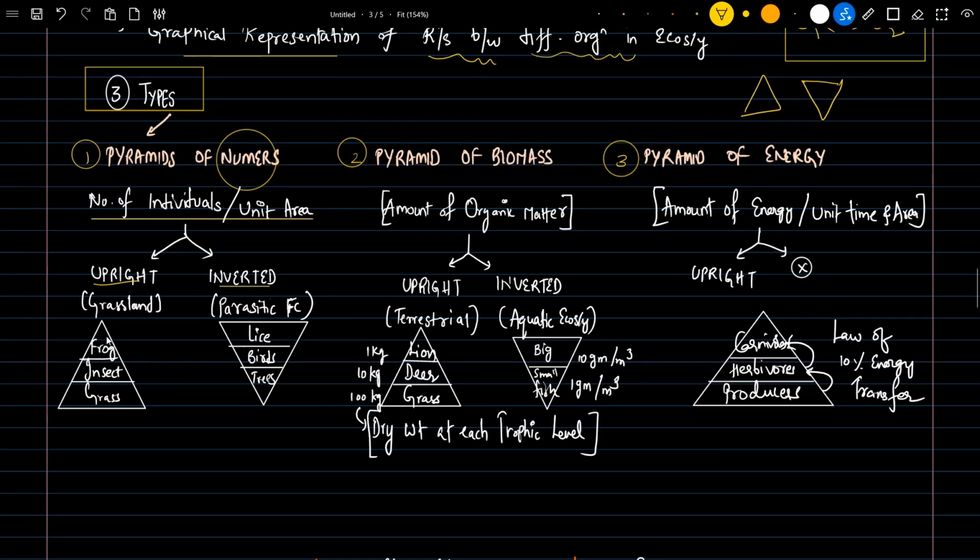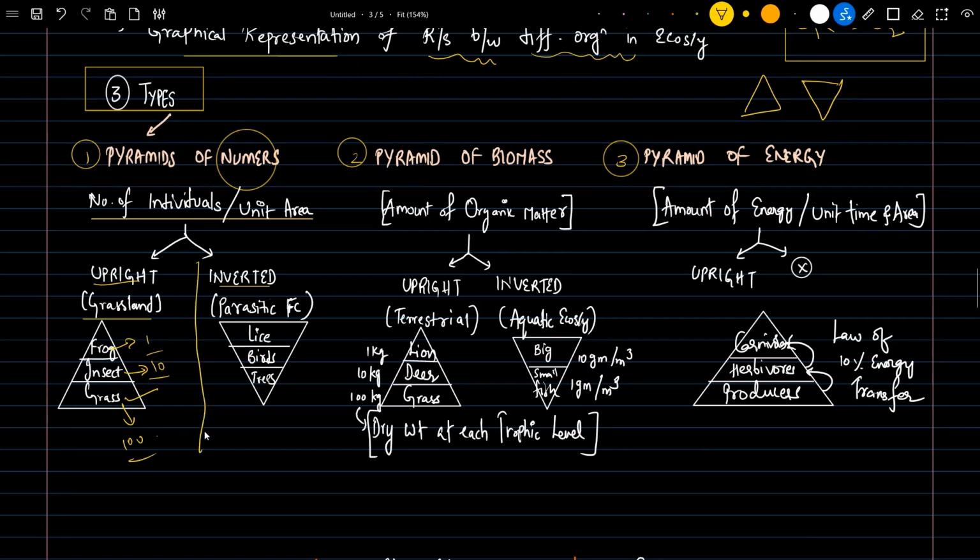Example, let's say a grassland ecosystem. There is grass, and for example, there are 100 pieces of grass, let's say 10 insects, and one frog. One frog eats 10 insects, and 10 insects eat hundreds of grass. So this is upright. Here the number is decreasing. This is the meaning of upright.